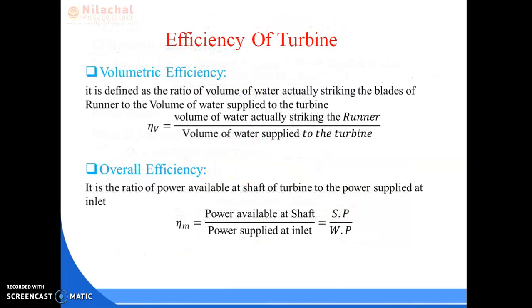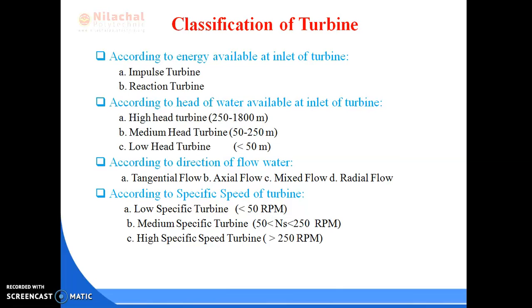Next, we have to know what the different types of turbine units are. Basically, we are going to categorize the turbine unit according to the energy available at the inlet of turbine, according to the head available at the inlet of turbine, according to the direction of flow of water, and according to the specific speed of the turbine. According to the energy available at the inlet, we have impulse turbine and reaction turbine.